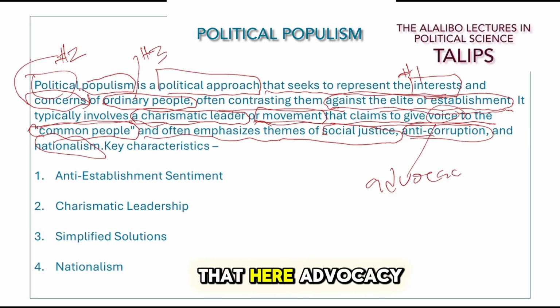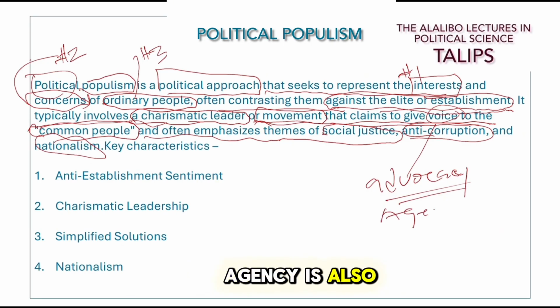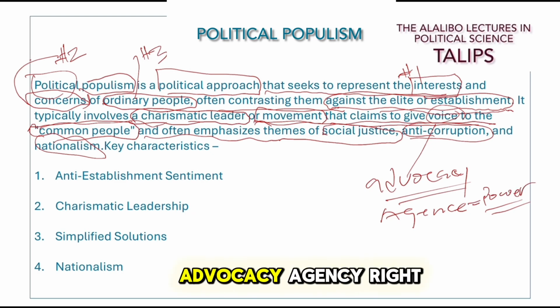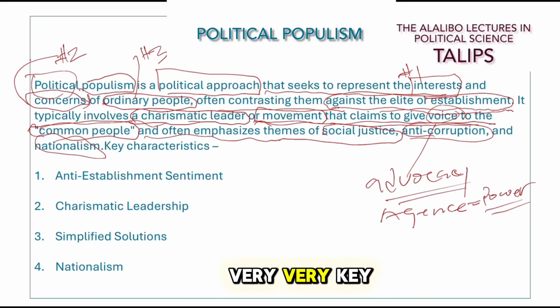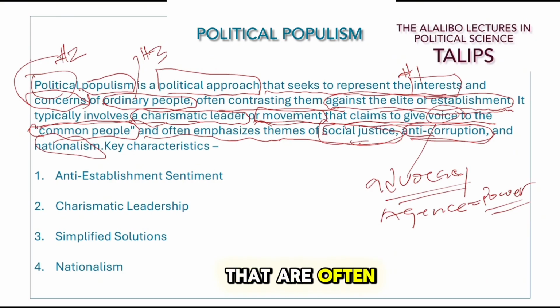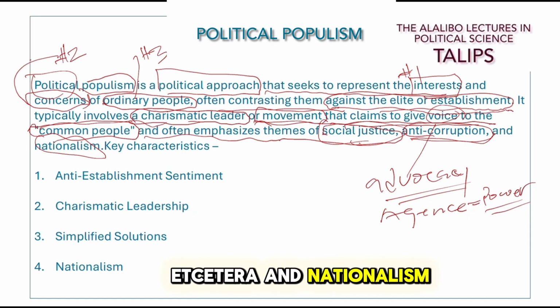So let's put that here. Advocacy, agency is also very important. Agency is power, right? Agency in this case is power. Advocacy, agency, right? Very, very key points here to the common people, and it often emphasizes themes of social justice. Why? Because they've been discriminated against. There have been all kinds of injustices against the common people that are brought about every single day by the elite, and in some cases the government as well. Addressing those social justice issues, anti-corruption issues that are often against the common people who get the short end of the bargain, etc. And nationalism.